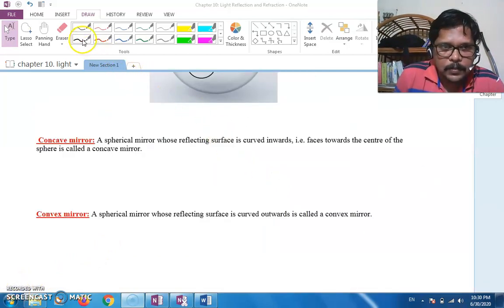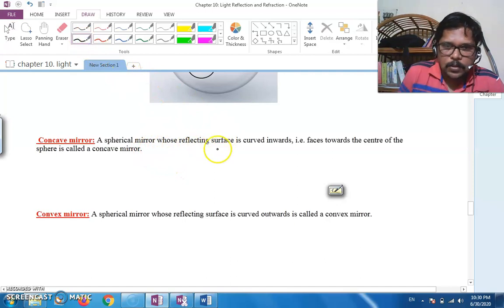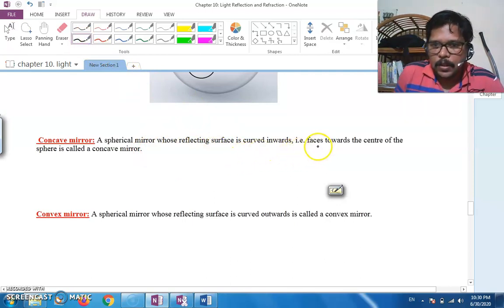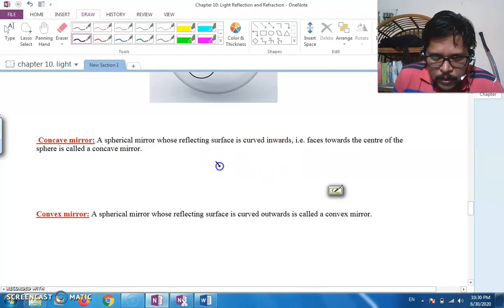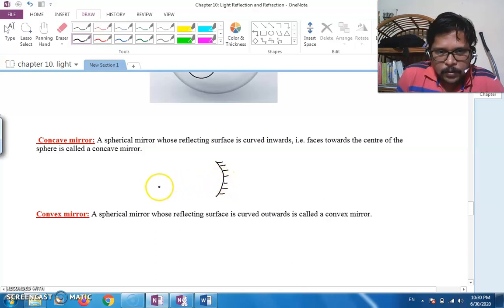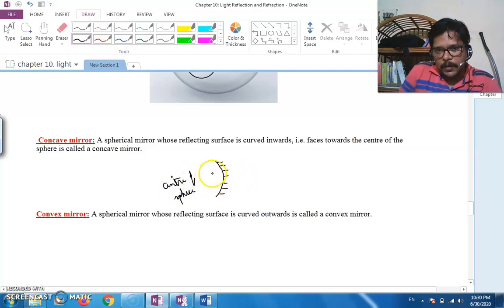Now, concave mirror. The concave mirror is a spherical mirror whose reflecting surface is curved inwards, and faces towards the center of the sphere. When we draw a concave mirror, we generally choose a shape like this, and we make the outer surface rough. So we indicate a concave mirror like this. The concave mirror has the reflecting surface towards the center of the sphere. Now this is the center of the sphere, if the imaginary sphere is there. So the reflecting surface is this one toward the center of the sphere. That is how we are going to indicate the concave mirror.